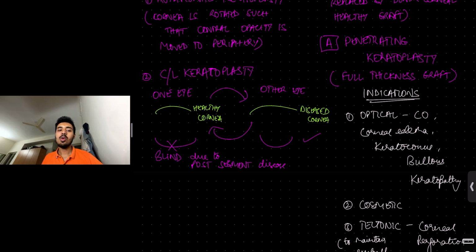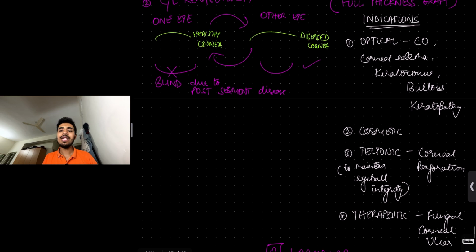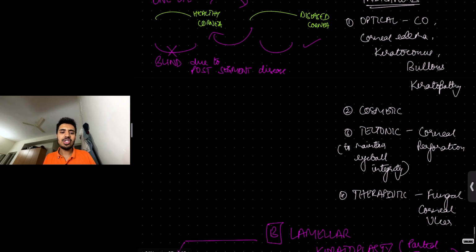Penetrating keratoplasty, what are the indications? Optical indications, basically to improve vision and give the patient sight. The patient has a corneal opacity, corneal edema, bullous keratopathy, or keratoconus. These are conditions where the cornea is so diseased that the patient is not able to see. So we'll give a corneal transplant as an optical indication so the patient is now able to see.